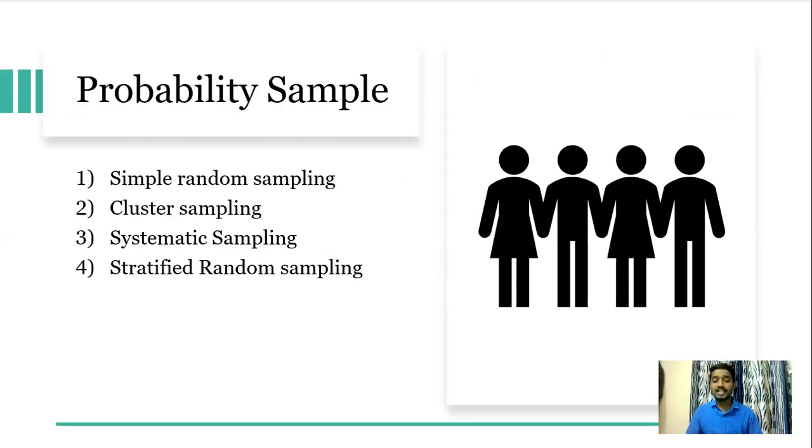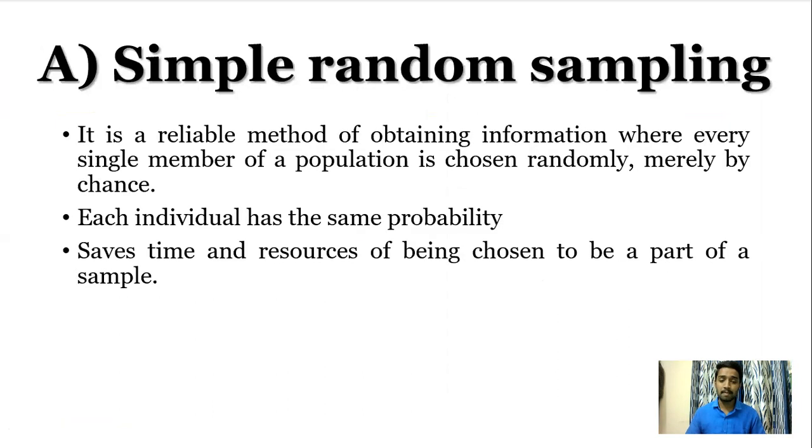So under probability sampling, we have four types. The first one is simple random sampling, then cluster sampling, systematic sampling, and stratified random sampling. So we are going to study these four types of sampling in depth. So upcoming first, we have simple random sampling.